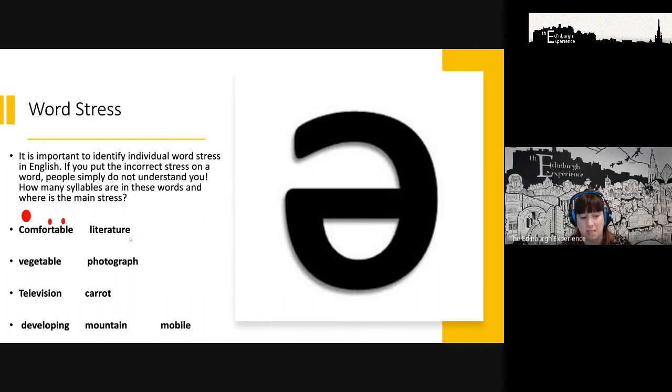Comfortable. Let's take this other example here with literature, okay? So if I say this again, literature, we've got 3 syllables, yeah? The main stress is on the first, okay? Literature. And there we've got our schwas, literature, yeah? Take a minute, guys, and think about the other words I've put there, right? Say them out loud. Think about how many syllables they have and think about where the main stress of those syllables are.